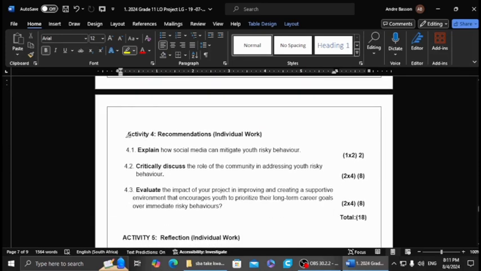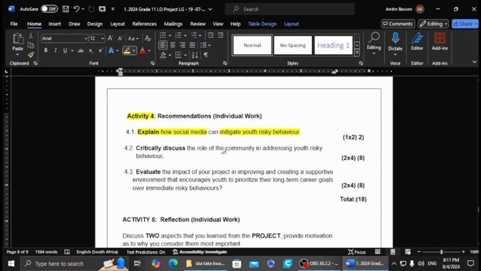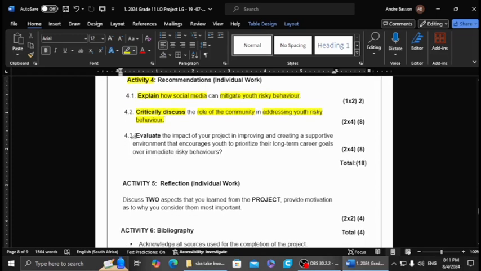Then this is at home again, activity 4. Explain how social media can mitigate youth risky behavior, mitigate or solve or help us control it. Critically discuss the role of the community in addressing youth risky behavior. More community help to get teens out of the cycle, like intervention or creating work so that teens don't have leisure hours to drink or use drugs. Also help criminalize this behavior. But that's my ideas, just remember.